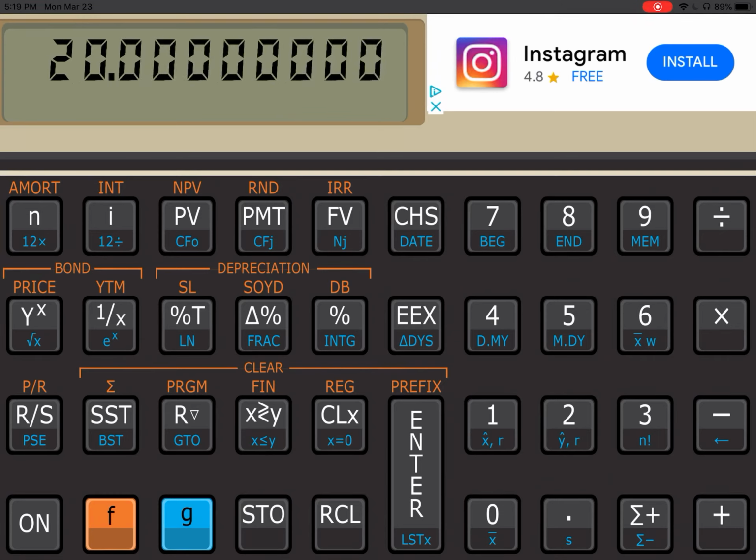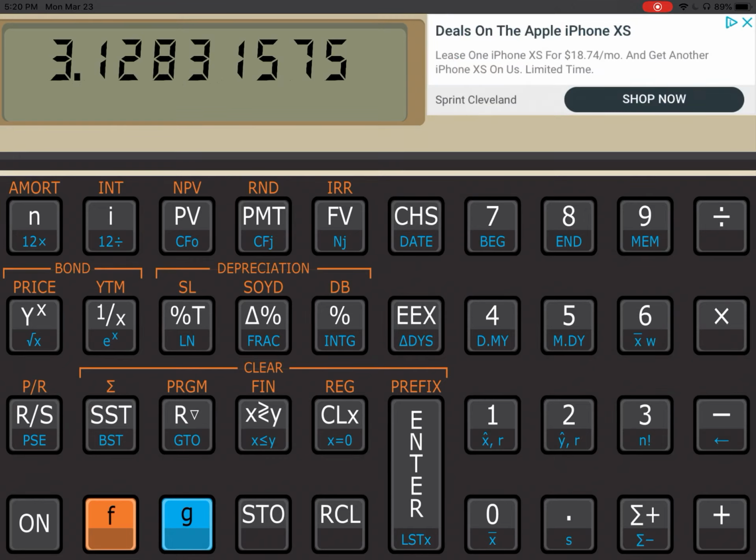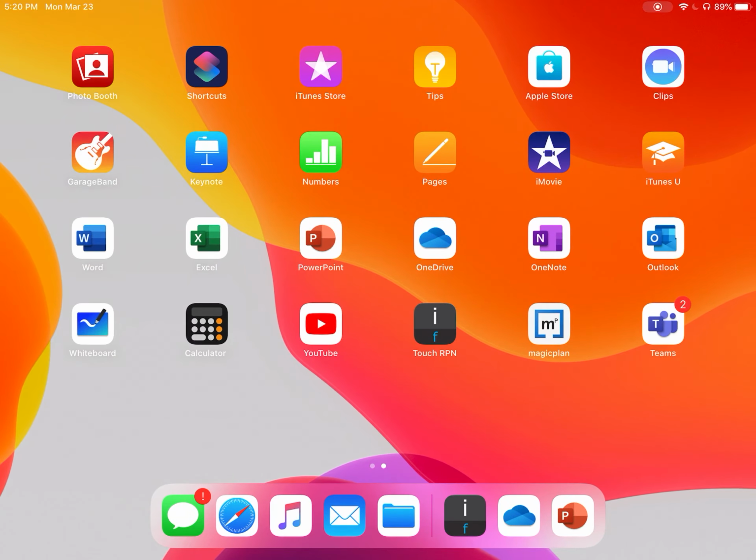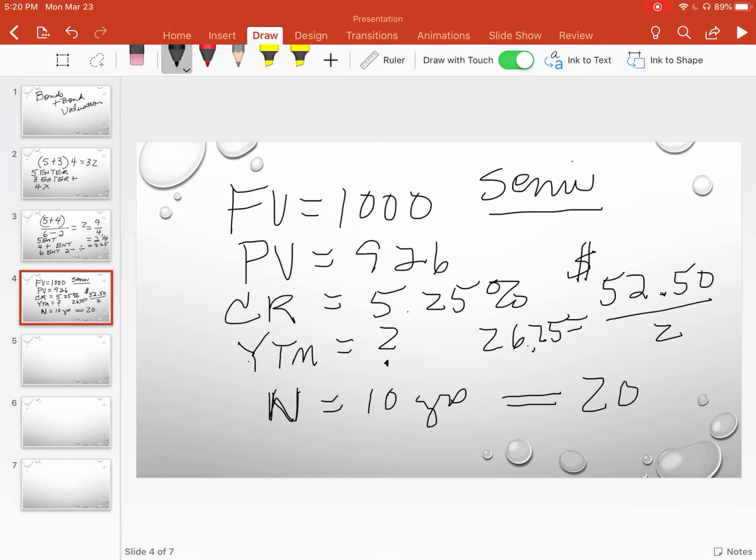And then when we solve for I, we wind up with 3.128, but that, remember, is the periodic interest yield or yield to maturity. So we have to multiply that times 2, so we get an actual yield to maturity of 6.256. Moving back to the PowerPoint, this is actually going to equal 6.256%, if you wanted to do that.